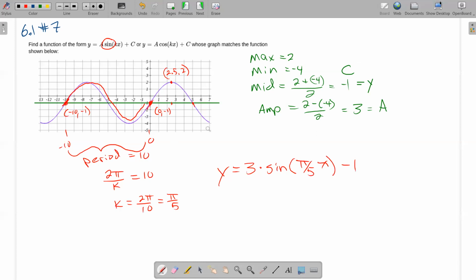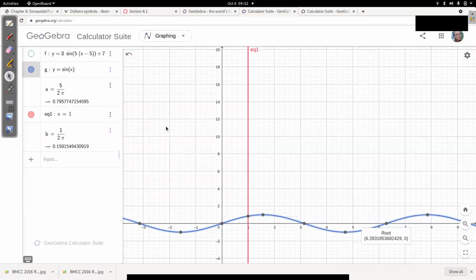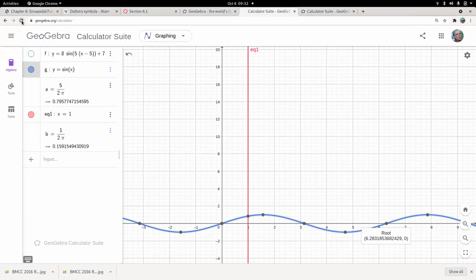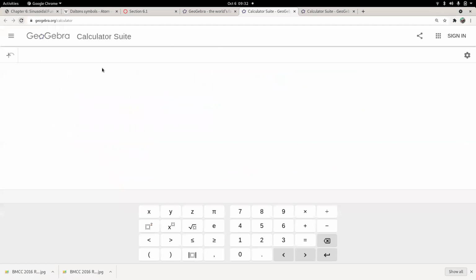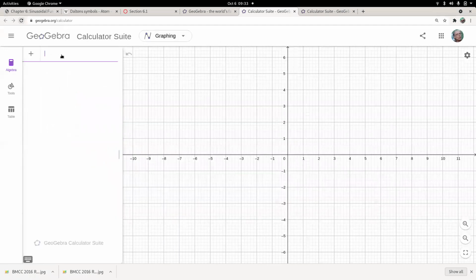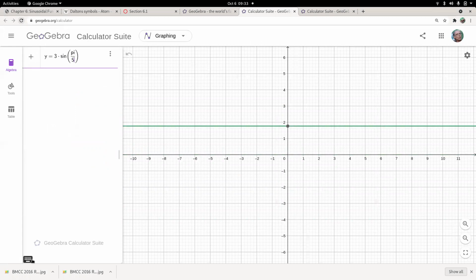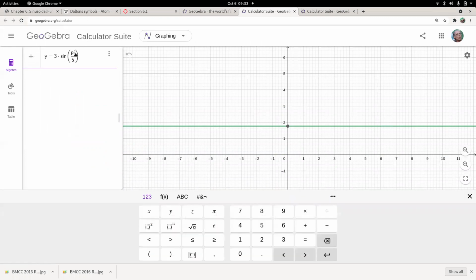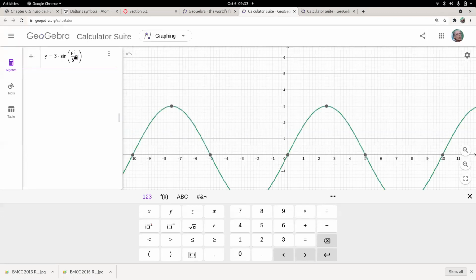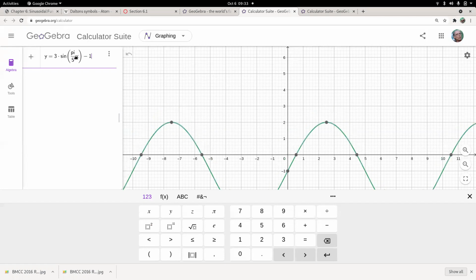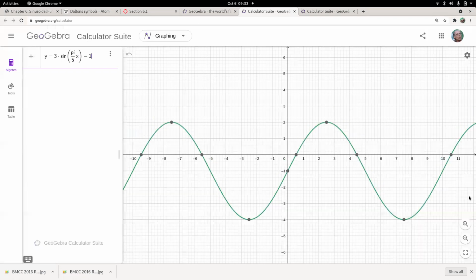Let's take a look on our graphing utility. And let's just reload this one. So I think it's y equals amplitude of 3 times the sine of pi over 5. And I could use the pi button on the calculator also. GeoGebra just leaves it as pi, which is fine. And then I put my x next to that. And then I want to subtract 1. And so let's see if I have the points I was hoping for.